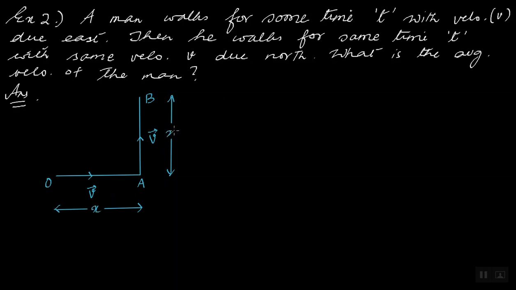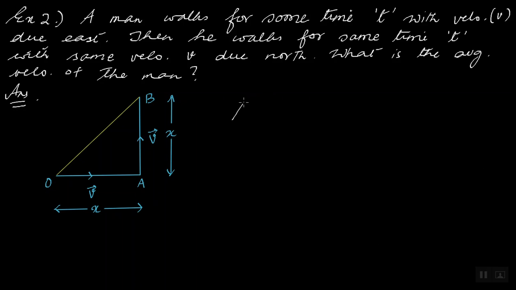So this is x, and that is also x. So what will be the displacement of the man? The displacement is just this line connecting. Okay, let me use a different color here. This is the displacement. All we need to do is to find this length of the line OB. Got it?